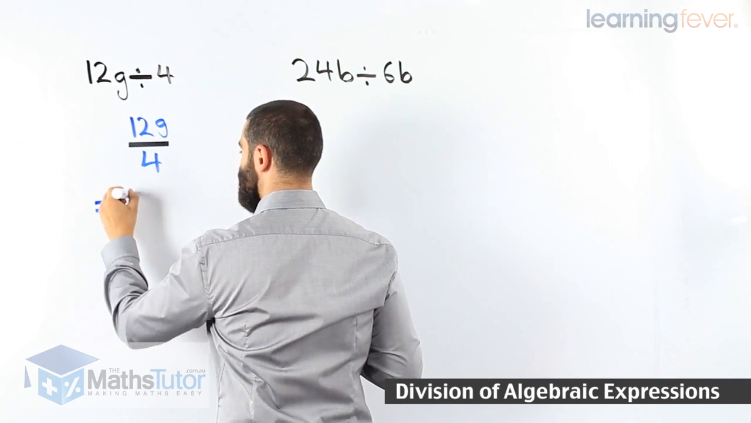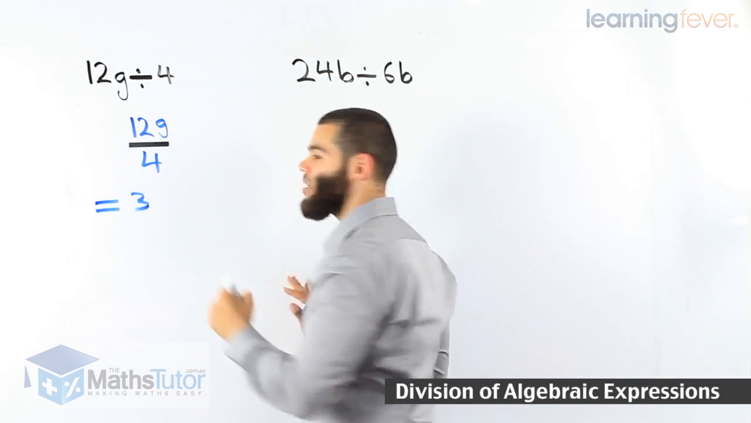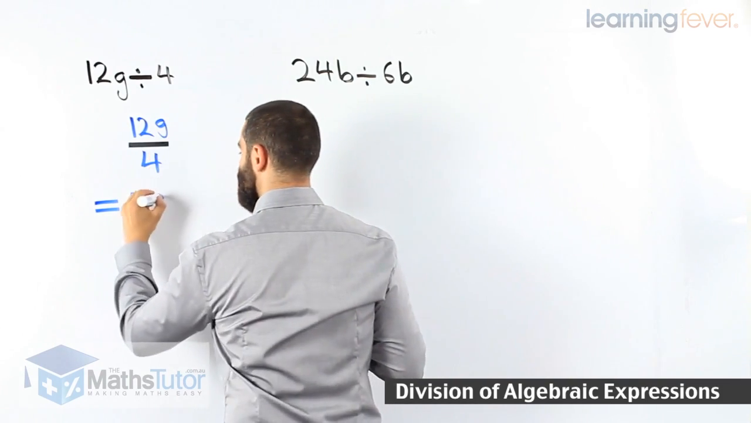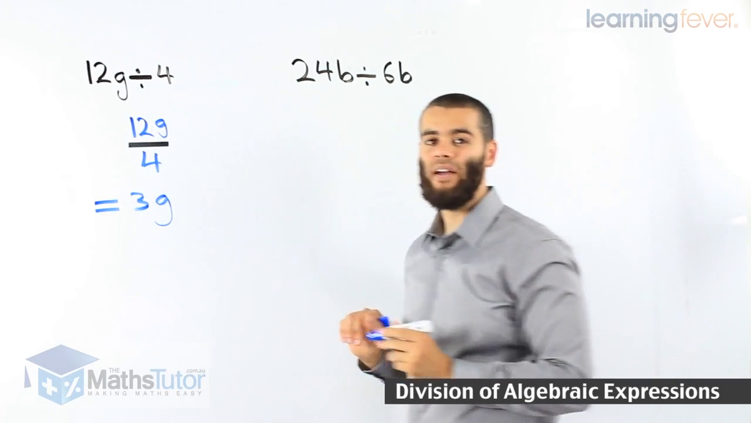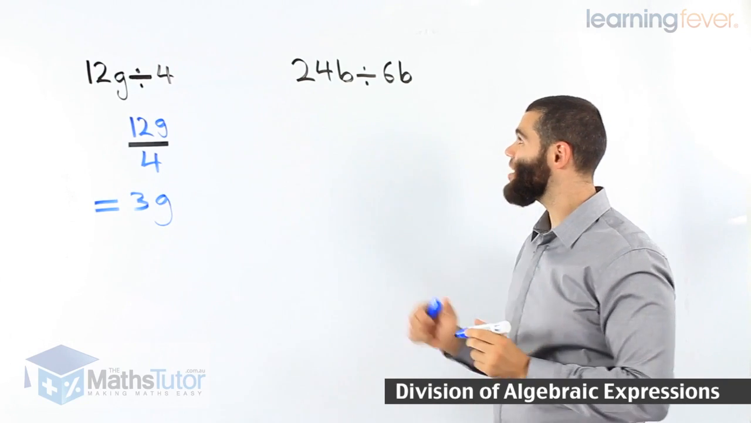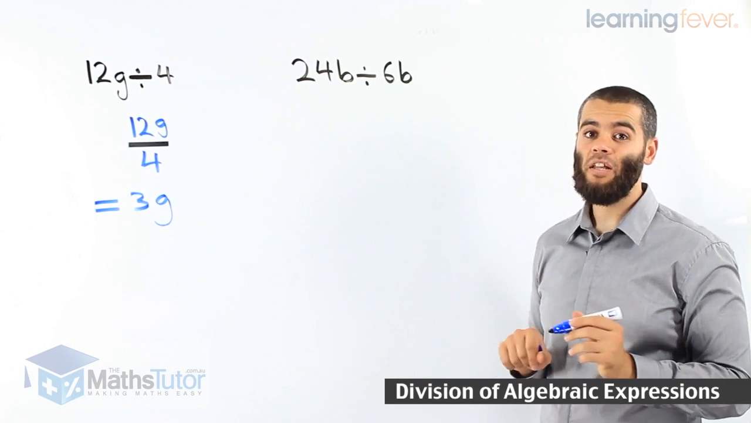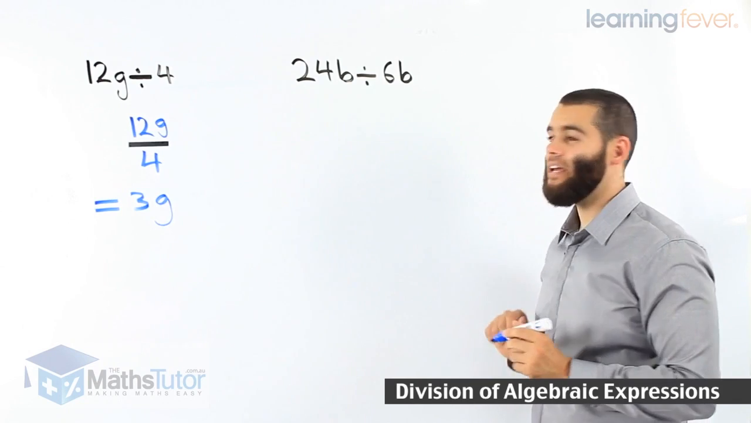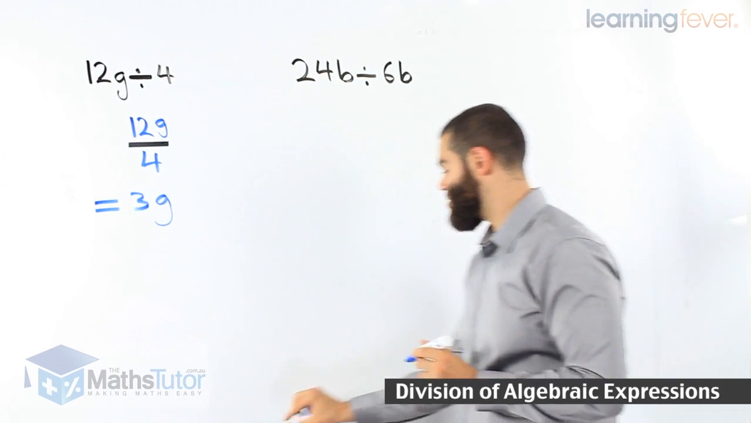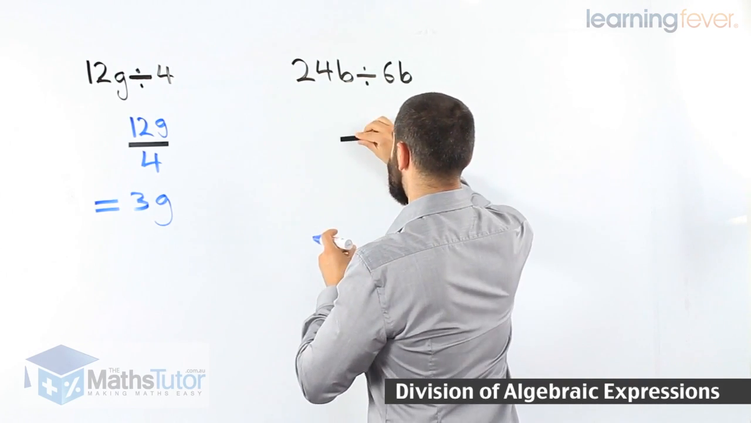So now 12g divided by 4. 12 divided by 4 is 3. And the g has no one to cancel out with. So 3g is our answer. Once again, 24b divided by 6b. We don't like it like that. Let's change it to a fraction. It is much easier for later on.